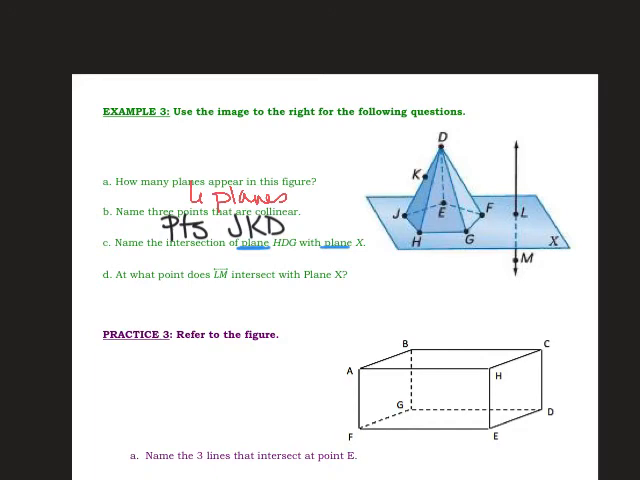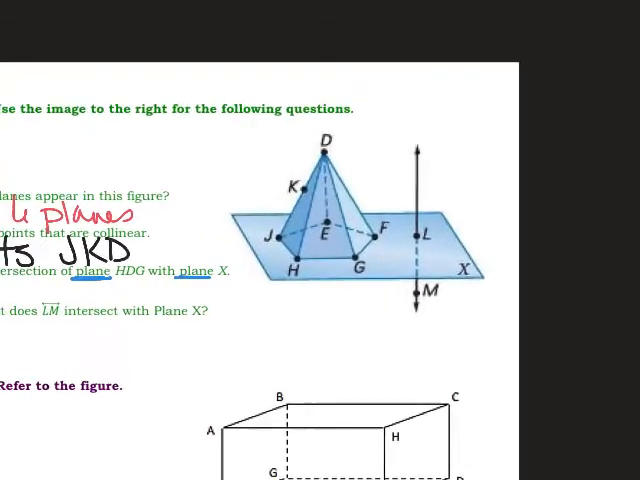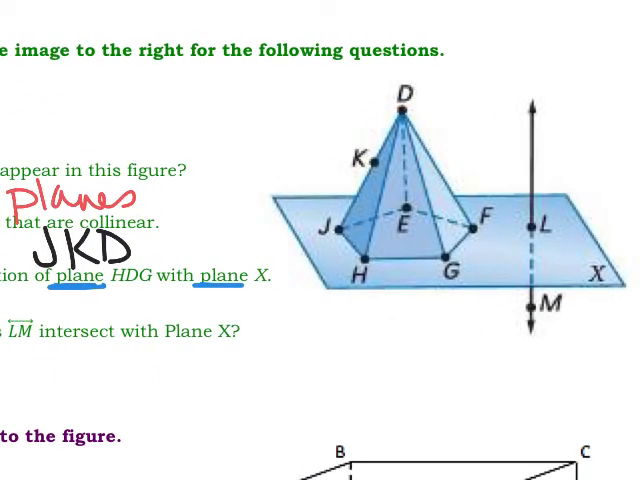A line. Good. So look, we're going to identify them. I'm going to go to plane HDG. So here's H, here's D, and here's G. So the plane is this triangle. And I know we said on paper planes were going to be parallelograms, but that's just part of a plane. It's not the whole plane, that's just part of it.